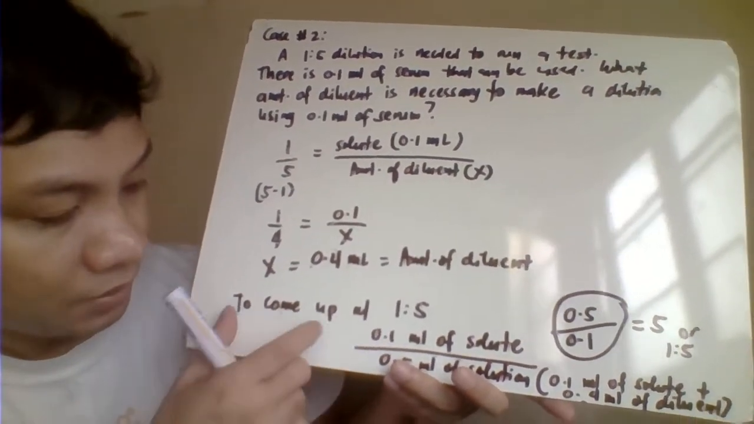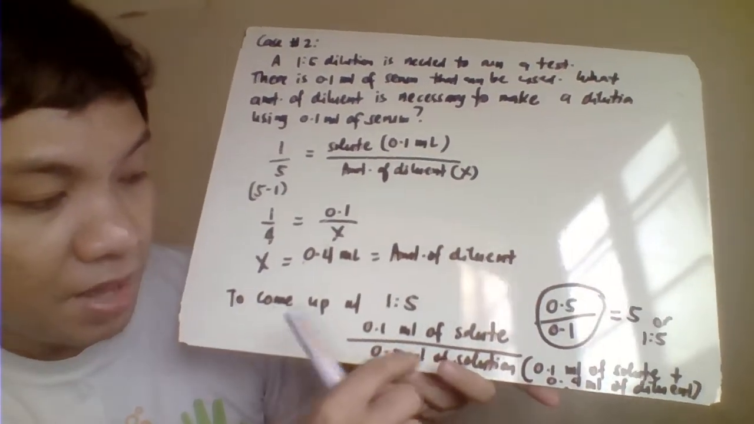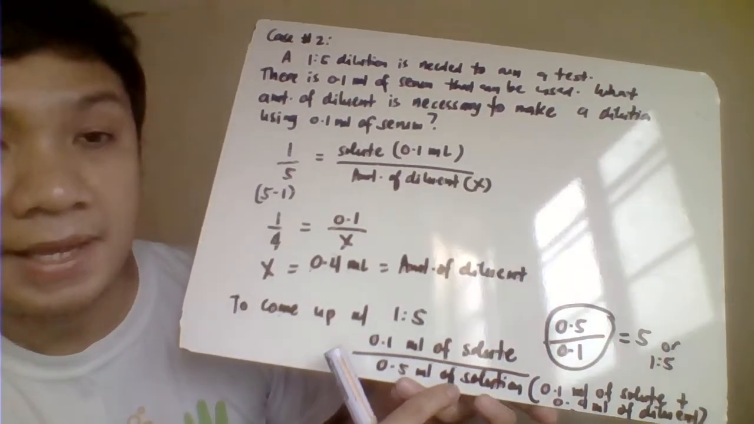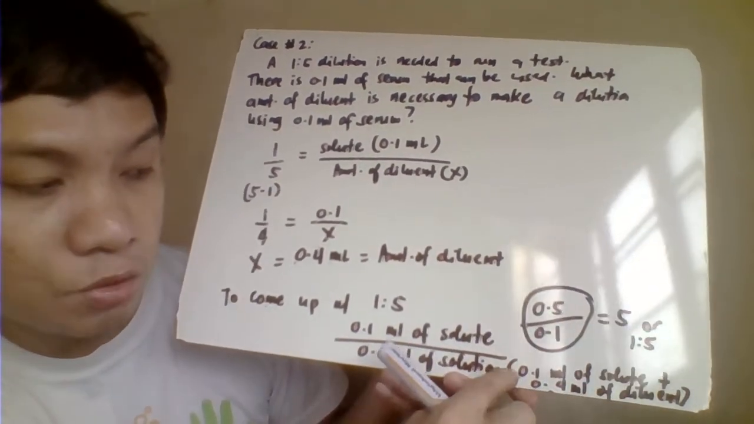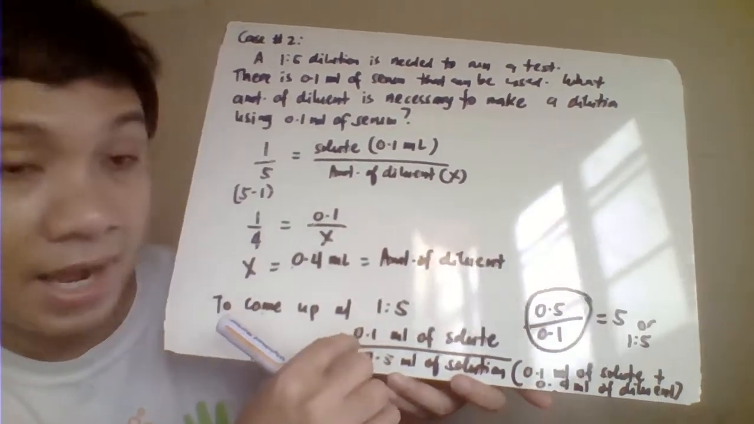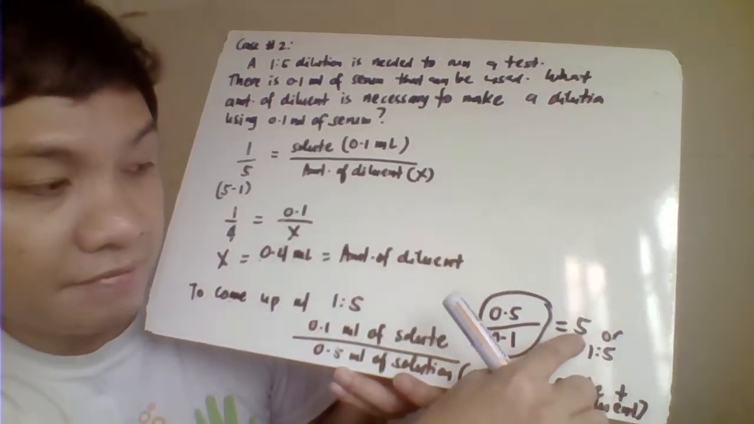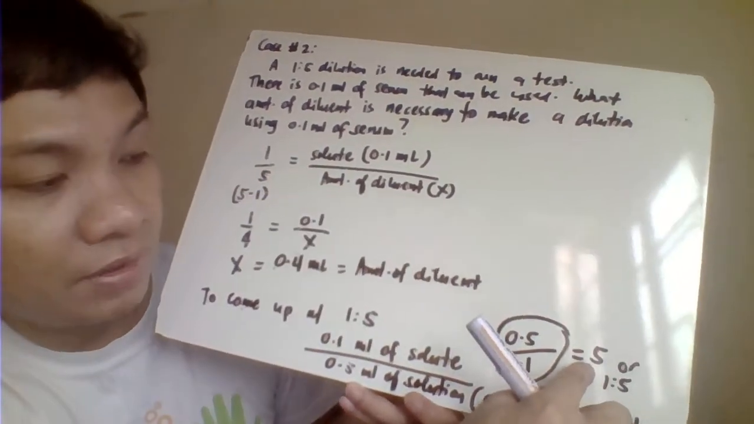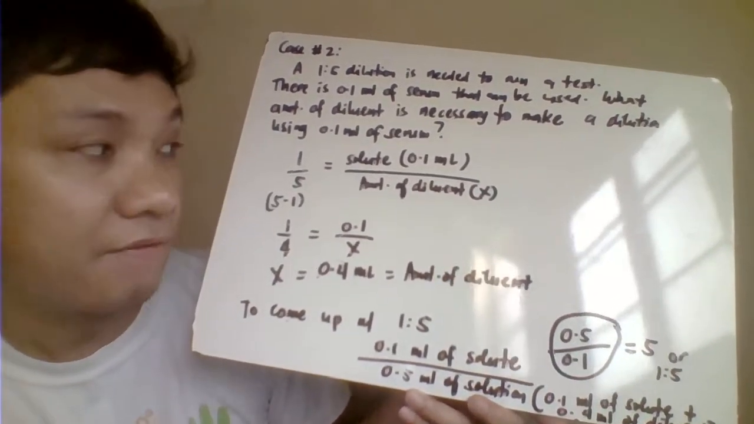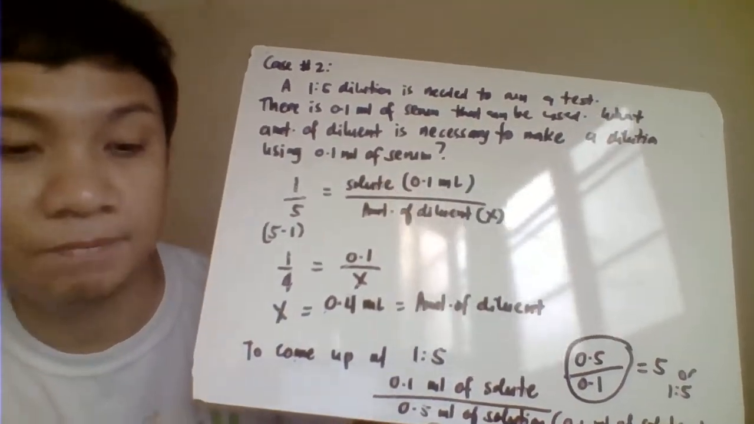So again, to come up with a 1:5, that one is taken here as 0.5 ml of your solution. Again, that's the total volume of our solution, taken here as the volume of our solute plus the volume of our diluent. I-divide natin siya sa 0.1 ml, which is your solute. So 5 ang ating result dito. The reciprocal of that is 1:5, and tama, what you have for that would be 1:5 na final dilution.